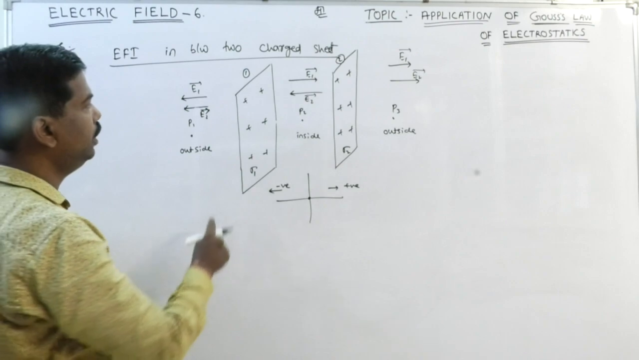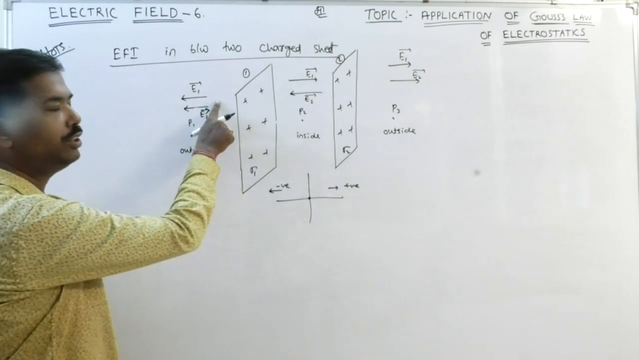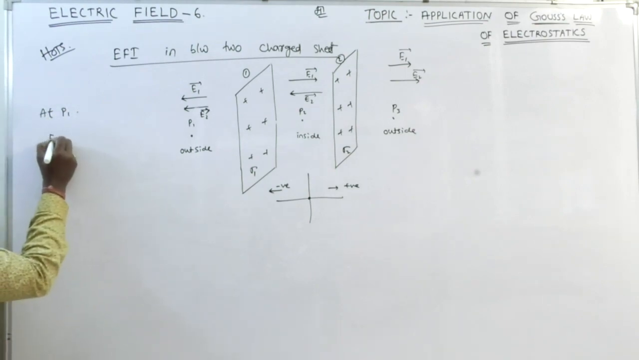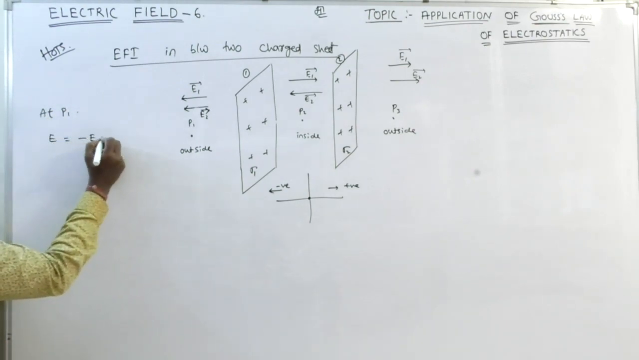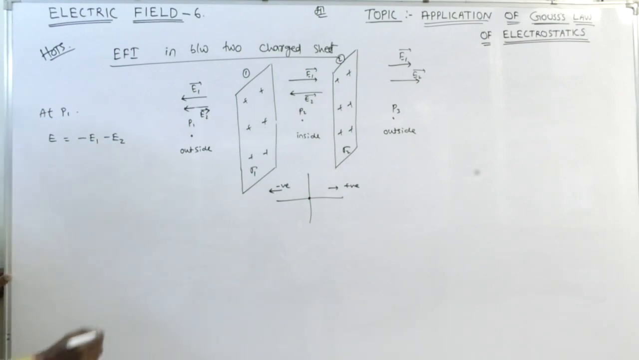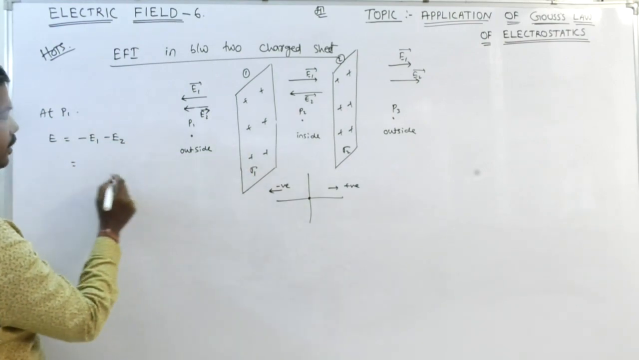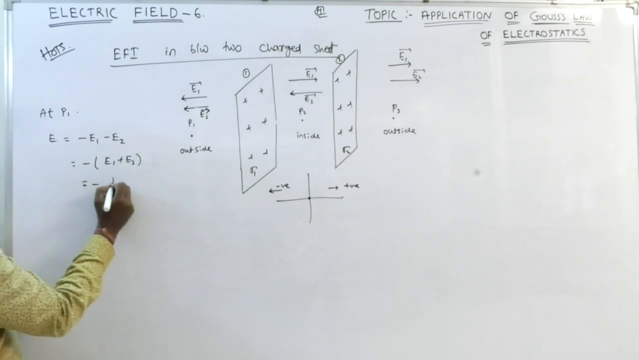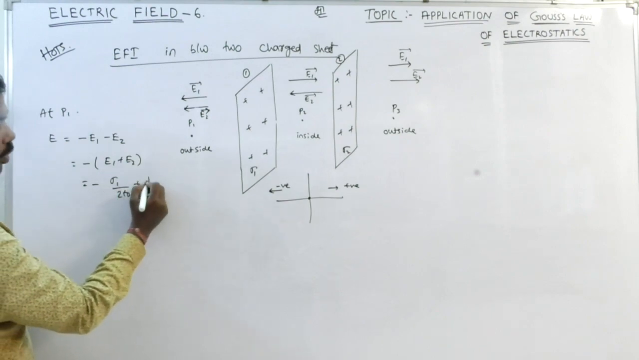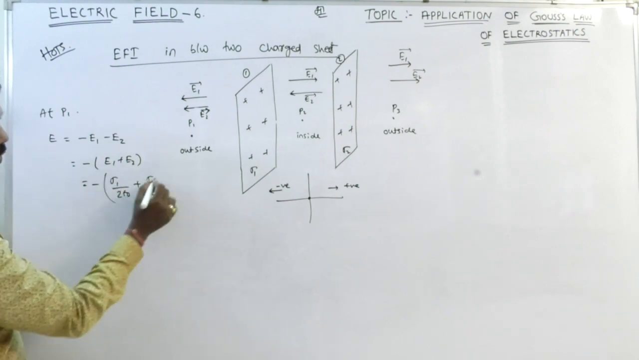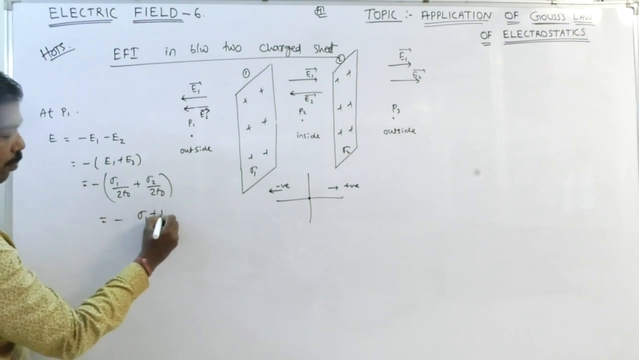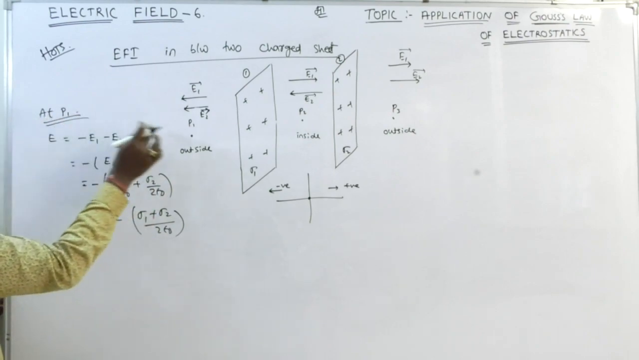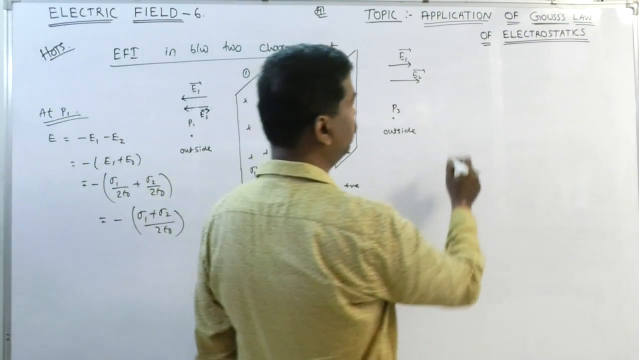Clear? According to the coordinate system, at P1, E is minus E1 minus E2. For a single charge sheet, we know E1 is sigma 1 by 2 epsilon 0 and E2 is sigma 2 by 2 epsilon 0. That is, sigma 1 plus sigma 2 by 2 epsilon 0 at the P1 position.